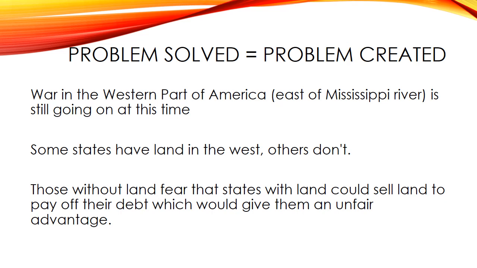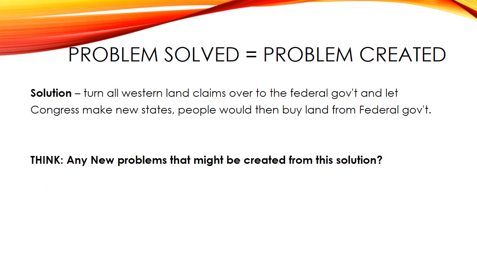And so we have a solution. Our solution is turn all that land, all the land west of the Appalachian Mountains and east of the Mississippi River, all right, we would give that over to the federal government and let Congress, the federal Congress, the one that didn't have a lot of power, all right, they were allowed to make up some new states. And then individual people would then buy the land from the federal government. It sounds like a genius idea, but think. Are there any new problems that might be created from this solution?